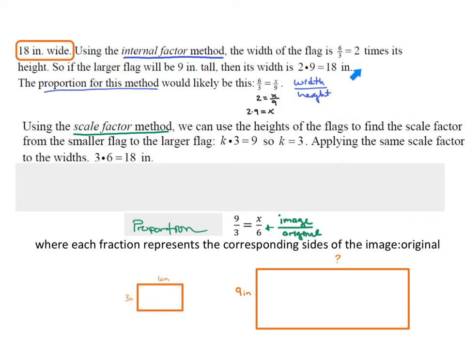If we were to set up a proportion for this method, it would likely be 6 over 3 is equal to x over 9. So I'm doing the width compared to the height of the original and the width compared to the height of the image. And then you can just cross multiply and solve, and you will get 18 equals x.